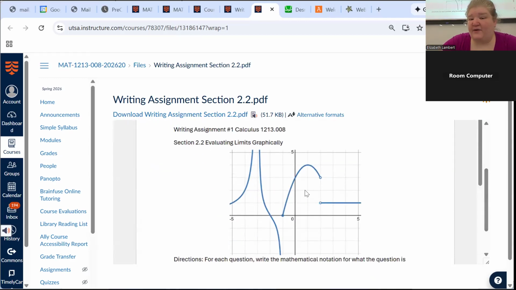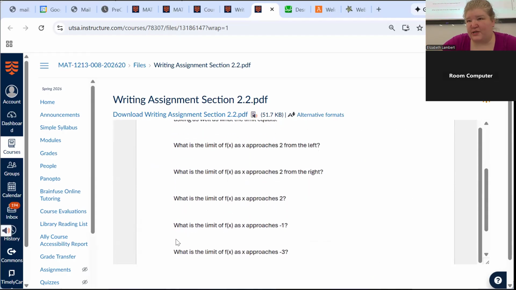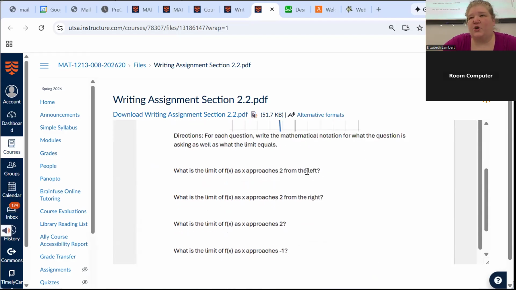But we have a very crazy looking graph. And then we have 5 questions. I should have numbered them. I apologize for not numbering them. Feel free to just number them 1, 2, 3, 4, 5. But notice it's all words. What is the limit of f of x as x approaches 2 from the left? So I'm not just looking for, it approaches 7. It doesn't approach 7. 7's not even on the picture.